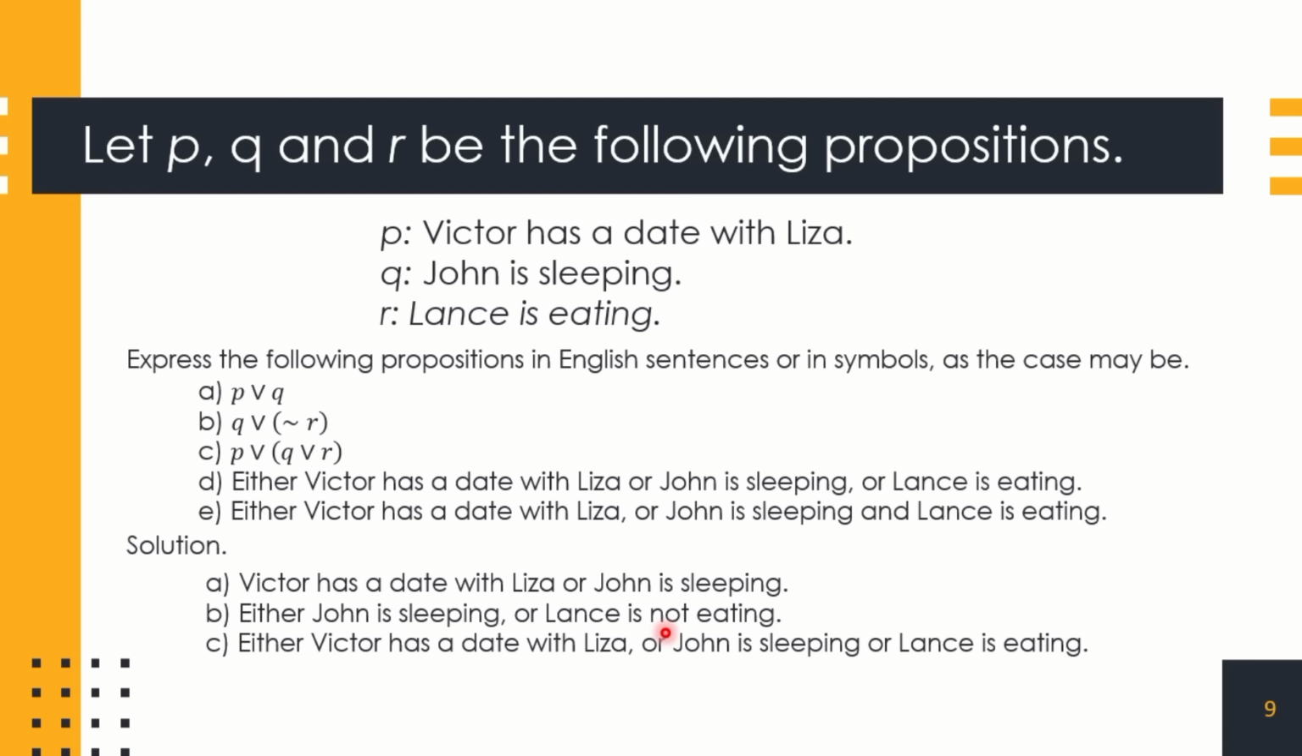letter C. So, ang magkasama ngayon yung Q and R. So, tingnan natin ha. Either Victor has a date with Liza, tapos comma. So, tingnan nyo. After nung comma, pinaghihiwalay nung comma symbol natin yung dalawang statement na magkasama or in group or nasa loob ng parenthesis. So, alam natin na itong dalawang statement na yan ay nasa isang group sila or nasa loob na isang parenthesis. So, magkasama sila. So, therefore, lalagyan natin ng word na or, John is sleeping or Lance is eating.